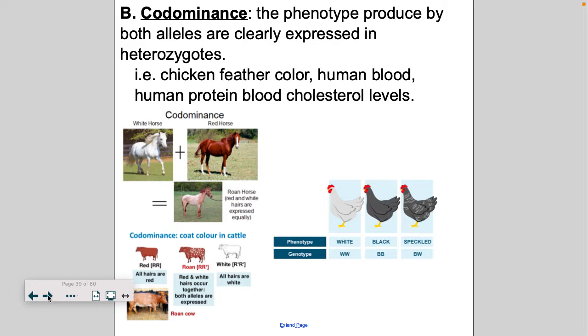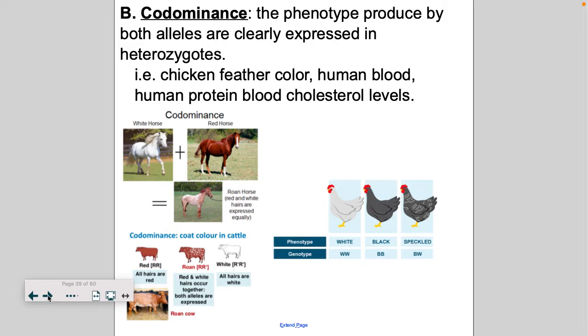So with the horse, I have a white horse and a red horse, and they are crossed together. And they're purebred for white, purebred for red. But then the offspring is roan. And if you zoom in on the hairs, you see white hairs and red hairs. So both hairs show up. It's not a blend. If you look very closely, you'll see both.